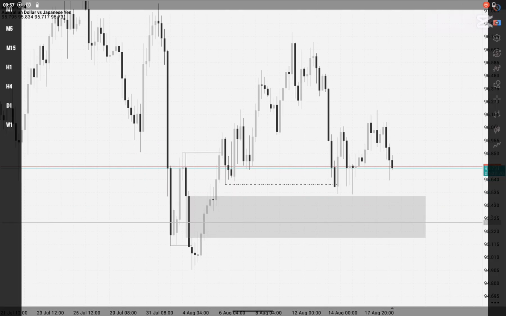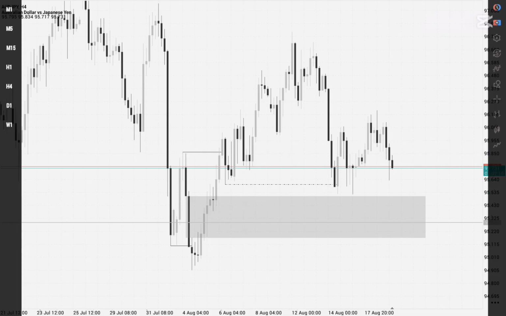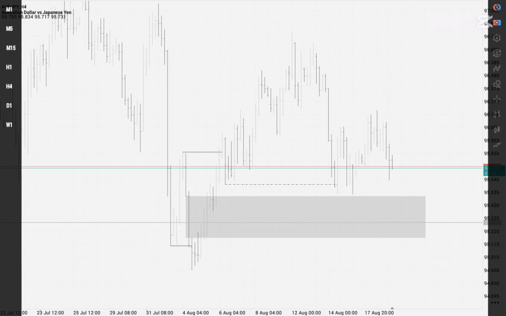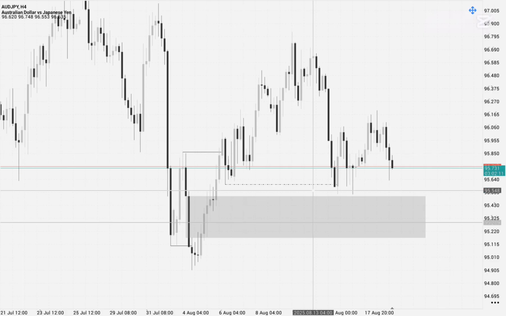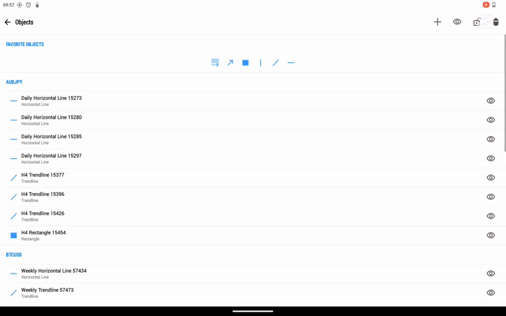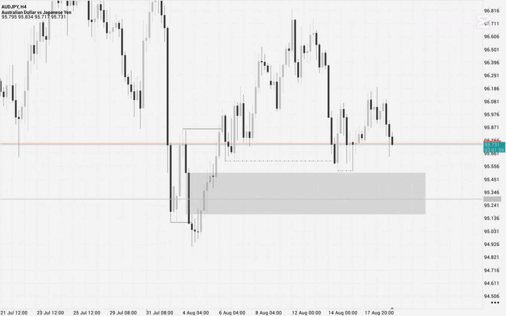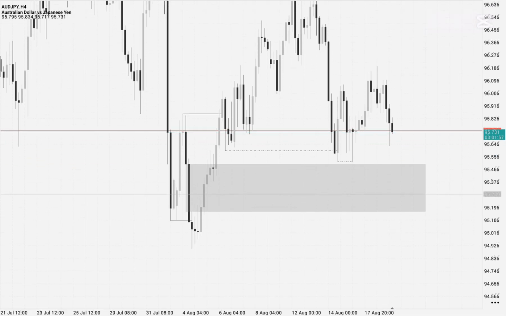You can see price came, it took out the liquidity, but it did not touch our zone. But if you look closely, price is creating static liquidity at this zone there. So there's static liquidity there, meaning that there's still probability that price is going to come down.